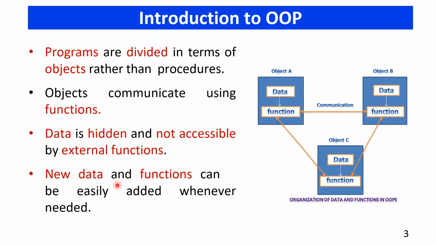New data and functions can be easily added whenever required. Unlike procedure-oriented programming, where the data flows from one function to another function, and in order to add new data, we have to make many modifications in other functions which are accessing that data, in object-oriented programming, since we are restricting the access of the data, we can easily add new data whenever required, because we need not modify other functions which depend on this data, as we are not providing any access to the data to the outside world.